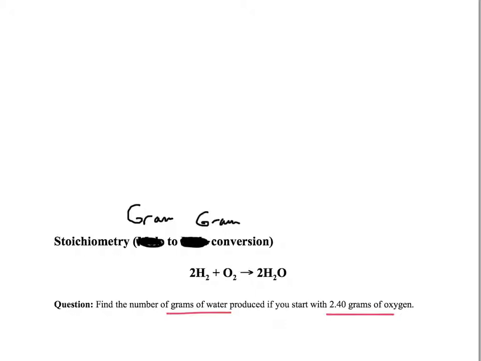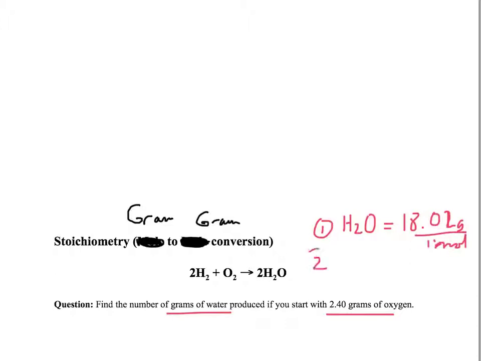The first thing is going to be the gram formula mass of water. The second is going to be the molar ratio of water to oxygen. And the third is going to be the gram formula mass of oxygen. So let's write these out. The first thing, like I said, is the GFM of water, and I'll just let you know that that's going to be 18.02 grams per 1 mole.